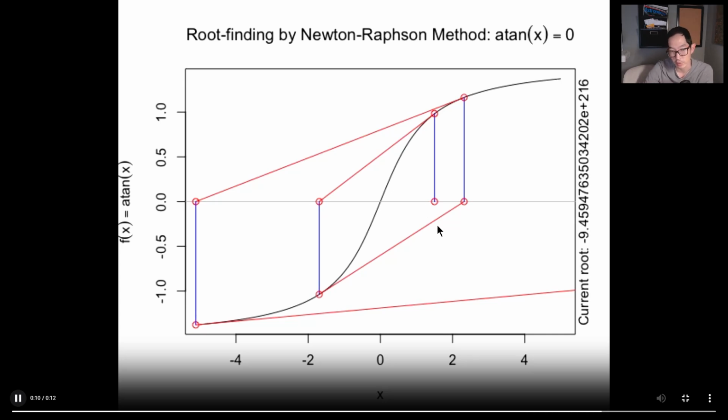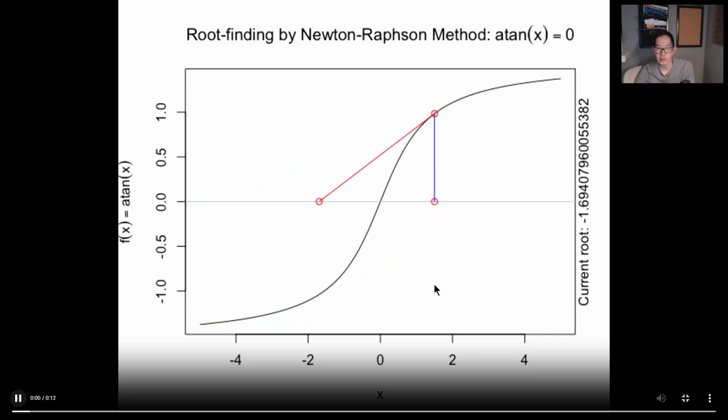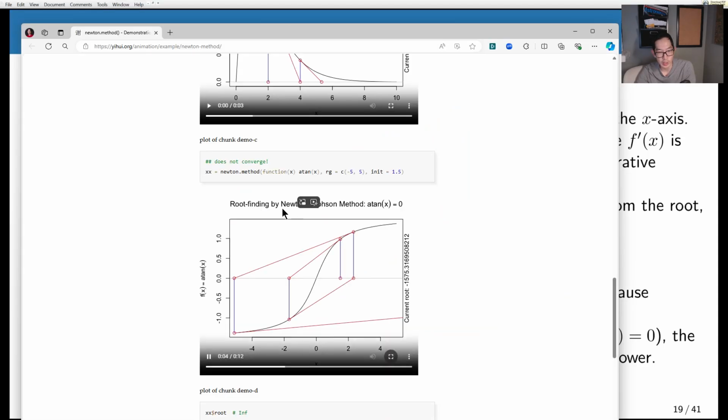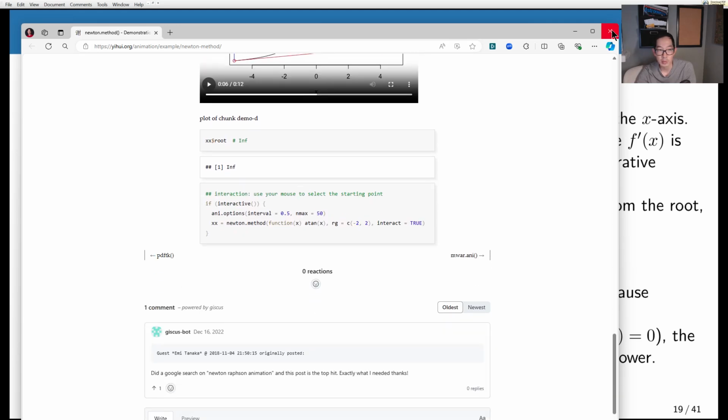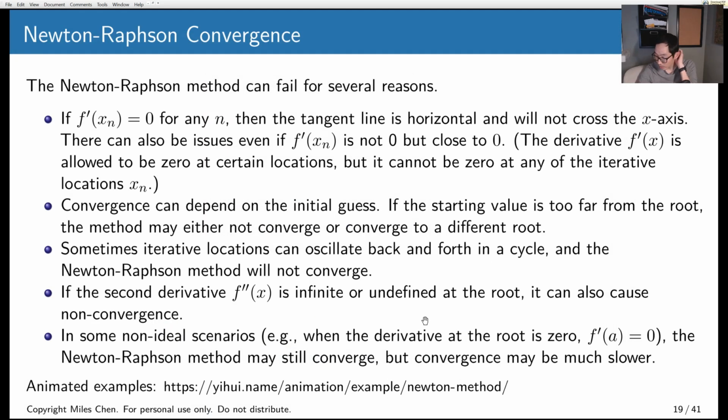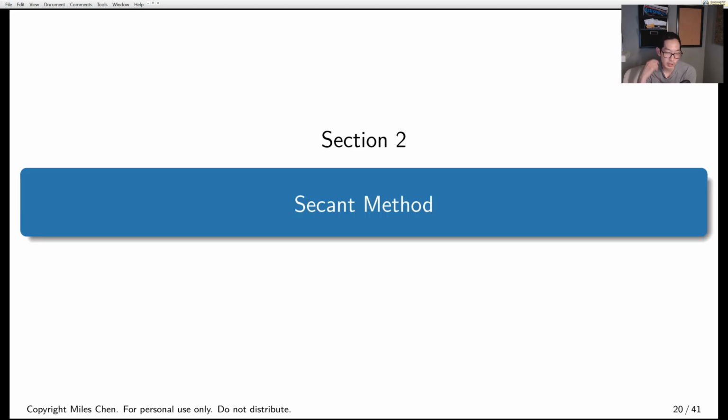This is the arctangent function. So not all that weird of a function, but this is one where Newton-Raphson just can't do it. Okay, so those are just some examples of where Newton's method can't converge, or has struggles converging.